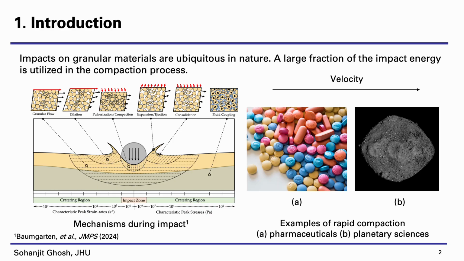Now, this compaction can occur over a range of velocities. On the lower end of the spectrum, we have applications in the pharmaceutical industry like powder compaction to make pills, while at the highest of the velocity scales we have impacts on the order of a few kilometers per second on asteroid surfaces, which are often covered by regolith.